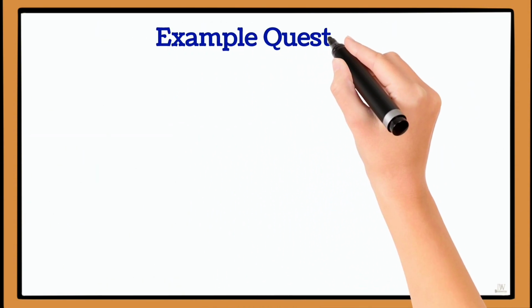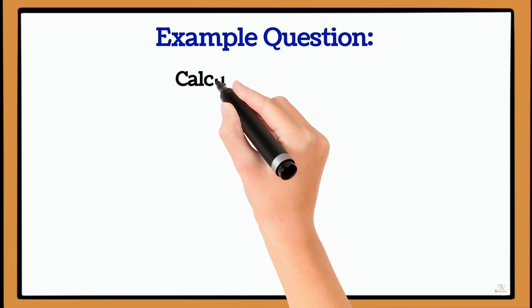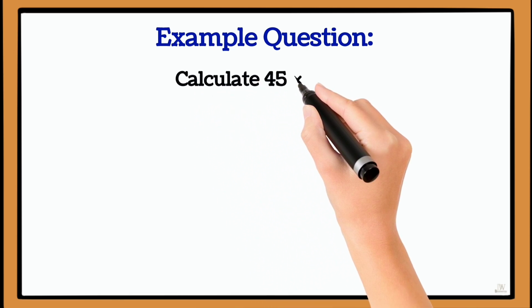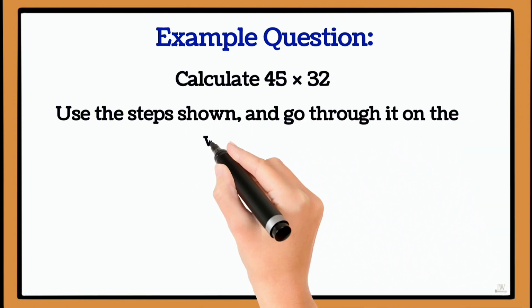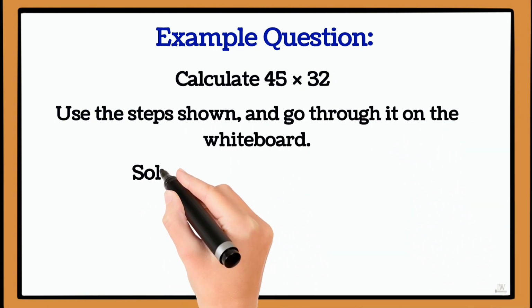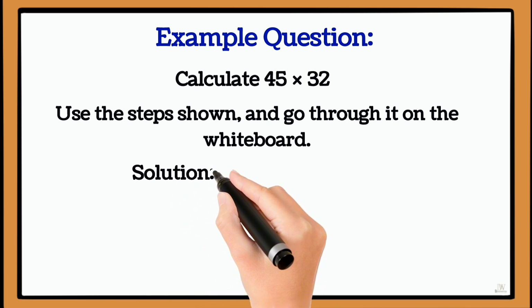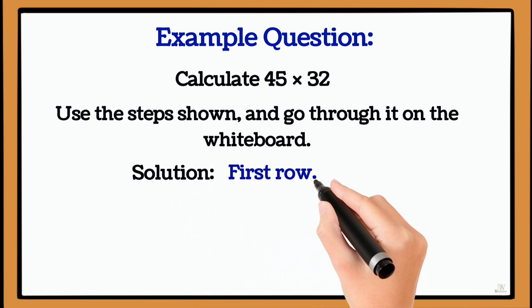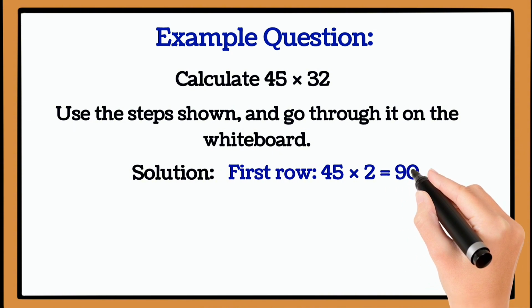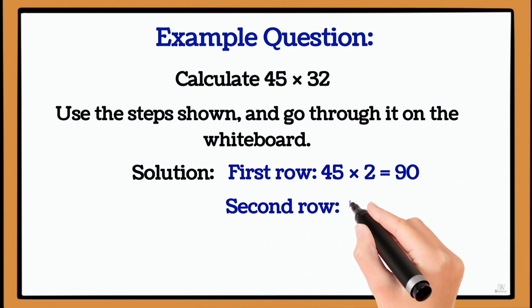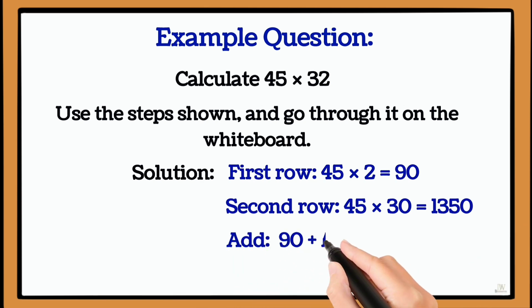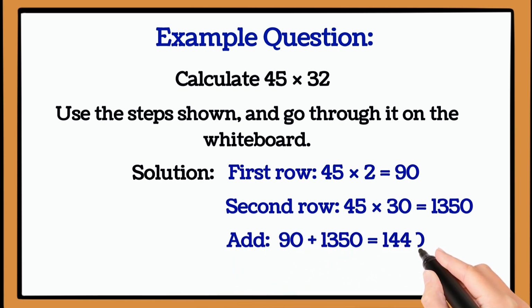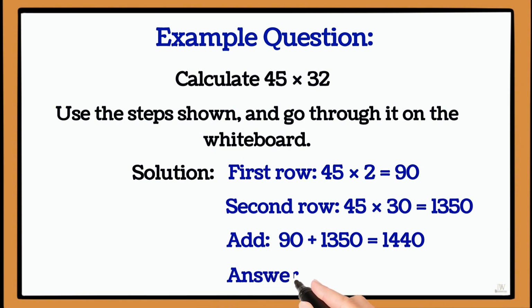Example question. Calculate 45 by 32. Use the steps shown, and go through it on the whiteboard. Solution. First row, 45 times 2 is equal to 90. Second row, 45 times 30 is equal to 1,350. Add, 90 plus 1,350 is equal to 1,440. Answer, 1440.